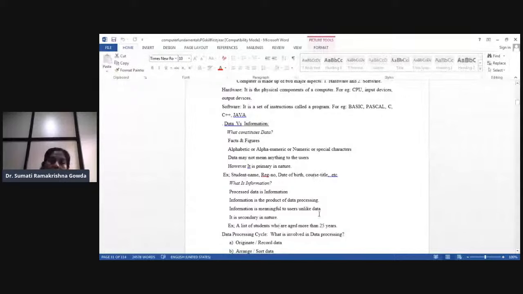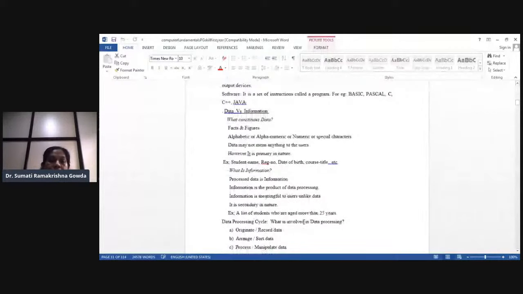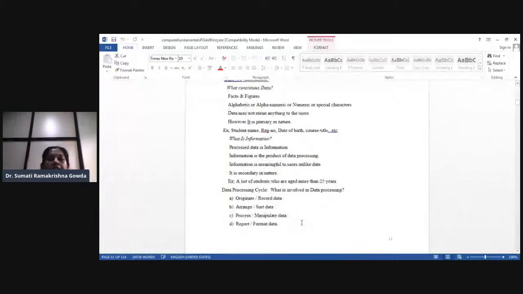Information is the product of data processing. Information is meaningful to users, unlike data. It is secondary in nature, whereas data is primary in nature. Right? So data processing cycle. See how it works inside the computer. I have explained in detail in my video. Kindly go through it. Okay.